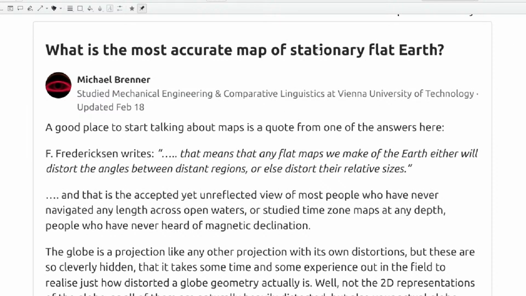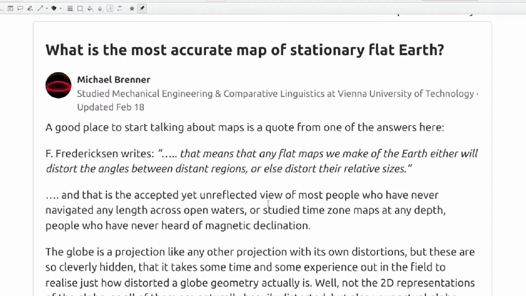What is the most accurate map of the stationary Earth? Stationary flat Earth. Good place to start talking about maps is a quote from one of the answers here. F. Fredrickson writes, "That means that any flat maps we make of the Earth either will distort the angles between the distant regions or else distort the relative sizes."